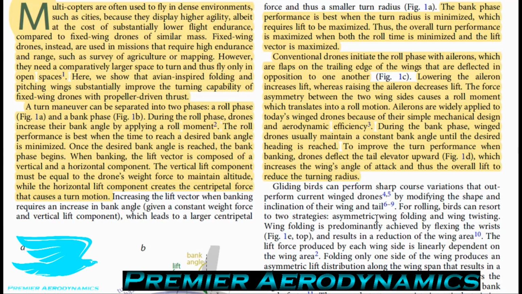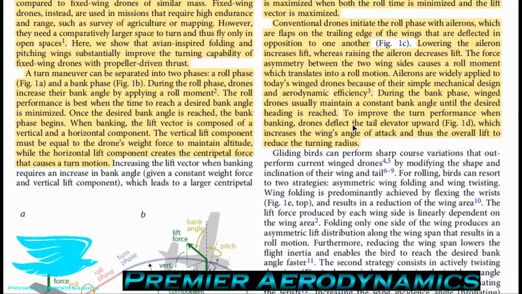They say, however, these fixed-wing aircraft need a comparatively large space to turn and thus only fly in open spaces. Here, they show that an avian-inspired folding and pitching wing system substantially improves the turning capability of fixed-wing drones with propeller-driven thrust. So that's very good because, as we know, helicopters can sort of just turn right on the spot, whereas airplanes need to bank around to be able to turn. We've all been in an airplane and we know what that feels like.